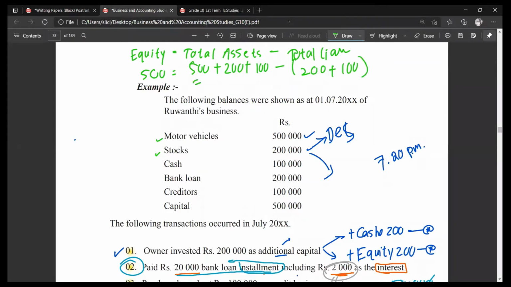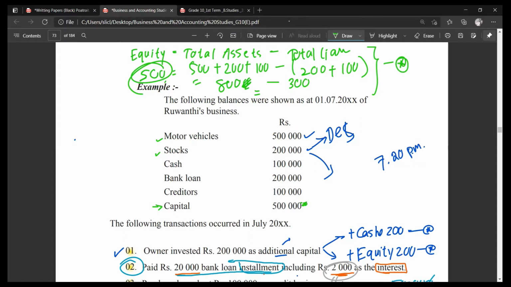Right? So 800,000, 300,000, 500,000. If the capital is not given here, you guys should be able to find it. Okay, it is very easy. You can find it by working it out.